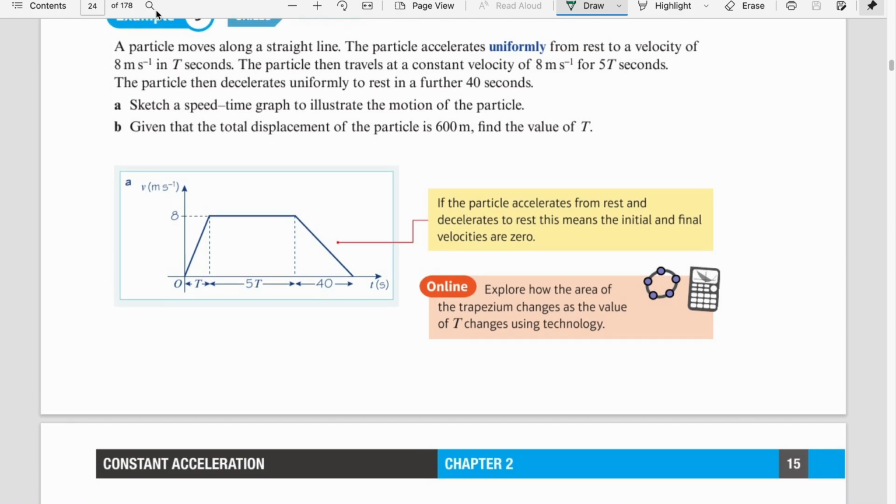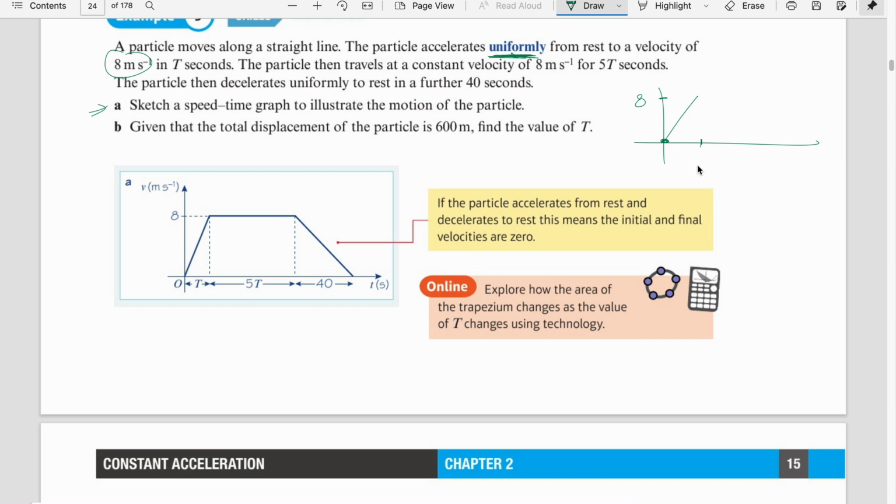Another example: a particle moves along a straight line. The particle accelerates uniformly, in a straight line, from rest to a velocity of 8 meters per second. So let's read and then construct. Uniform means a straight line from rest at 0 to reach a speed of 8 meters per second. So that's 8 in t seconds.